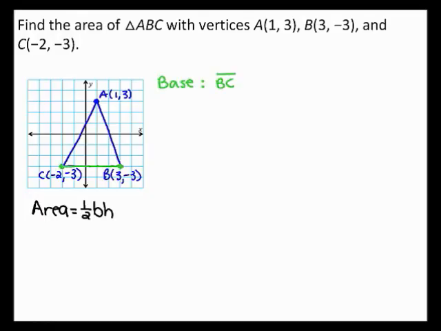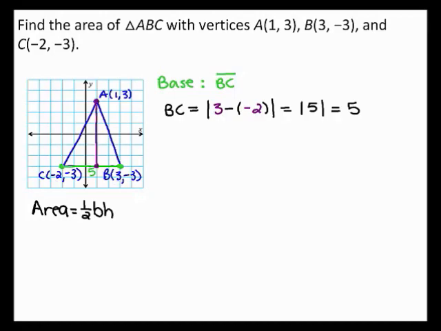The base of this triangle is side BC. To find the length of side BC, you can use the ruler postulate. Because side BC is a horizontal segment, its length is equal to the absolute value of the difference of the x-coordinates of the endpoints. Let x1 equal -2 and x2 equal 3. So the length of side BC is equal to the absolute value of 3 minus -2. When you simplify, 3 minus -2 gives you 5, and the absolute value of 5 is 5. So the length of the base is 5 units.